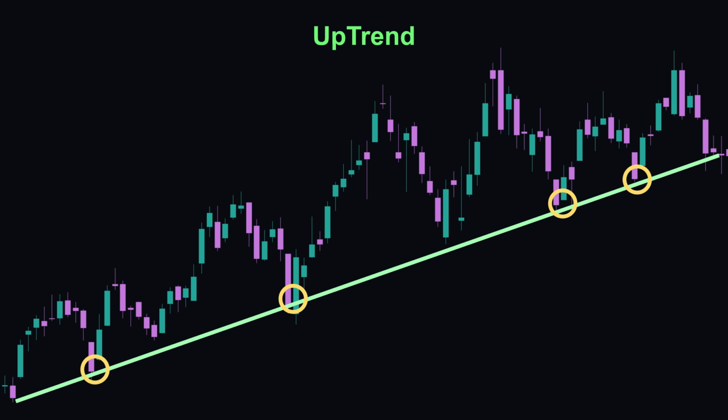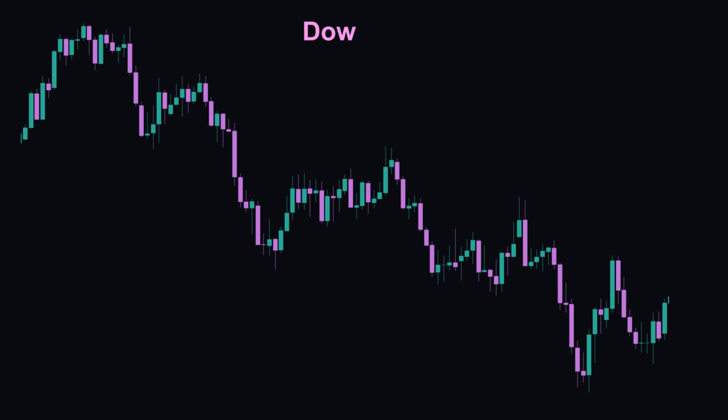Now you'll see that some points overlap the trend line and some don't touch it at all. That's perfectly okay because, remember, a trend line should be viewed as a general area, much like support and resistance. Let's check out another example.